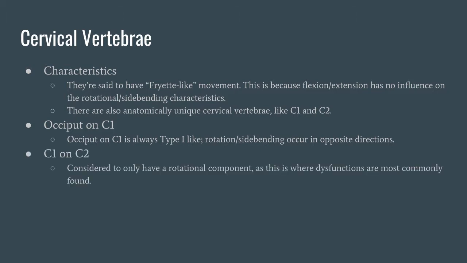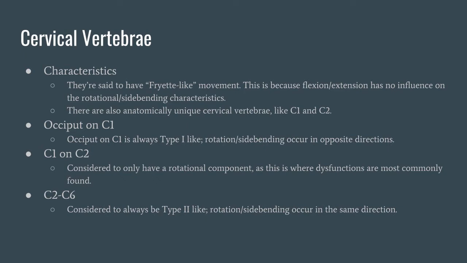C1 on C2 is considered to only have a rotational component, as this is where dysfunctions are most commonly found. C2 to C6 are considered to always be type 2-like. Rotation and side bending occur in the same direction. C7 is anatomically close enough to the thoracic vertebrae that it follows the classic Fryette's laws and is influenced by flexion and extension.